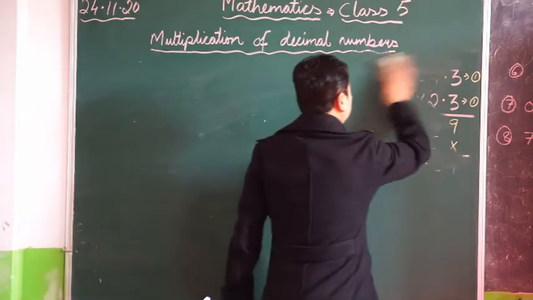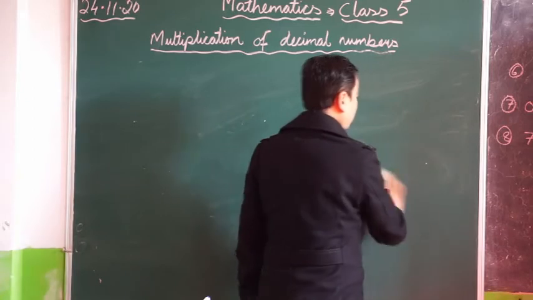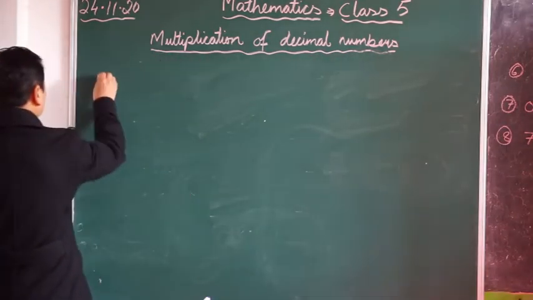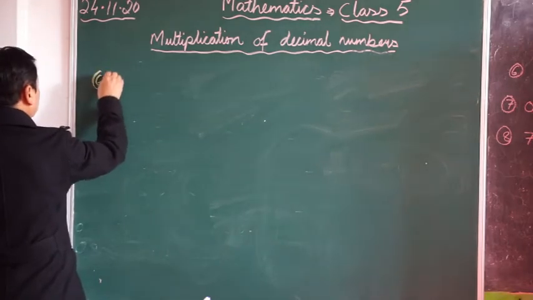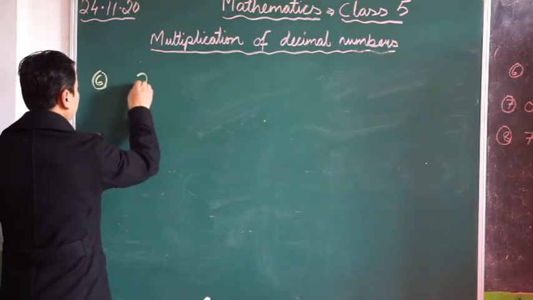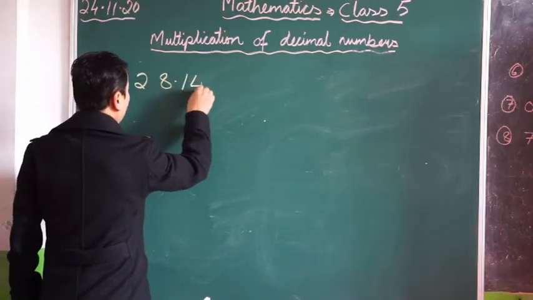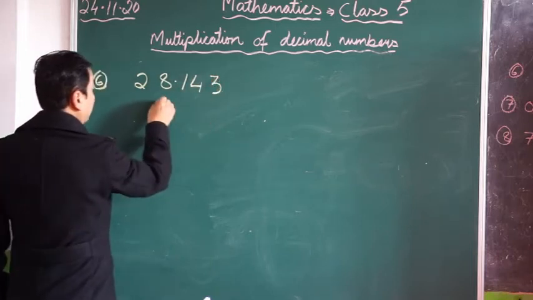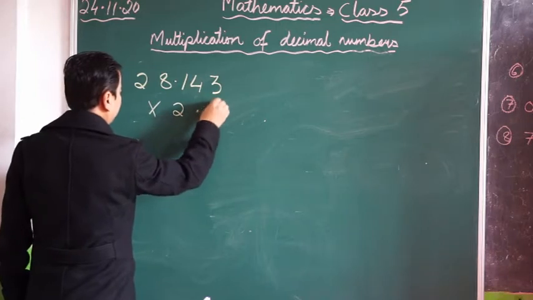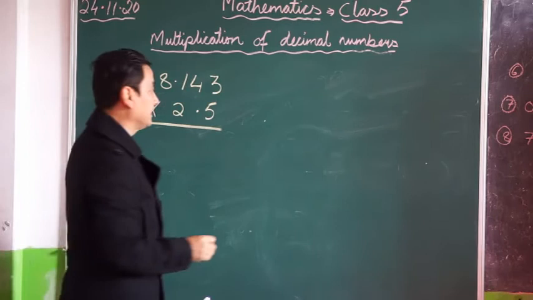So it is the same thing, same multiplication rules apply, but one more step is you have to count the decimal points, or numbers that are behind the decimal points. So let's do 28.143 multiplied by 2.5. So in this, you just have to first step, count the decimal points.